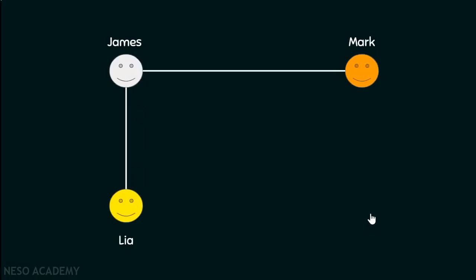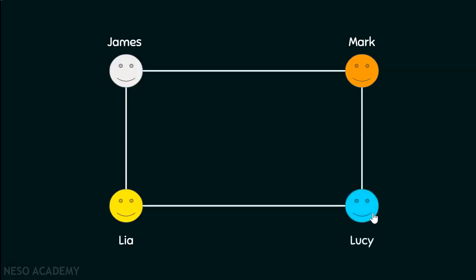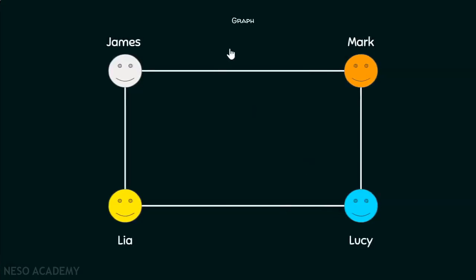Not only that, Lucy is friend with both Mark as well as Leah. So here I'm maintaining the connections like this. But it should be noted that James and Lucy are not friends. That's why there is no edge between them. You can guess that which data structure is used to store this information. It is graph. Graph data structure we can use to store information like this.